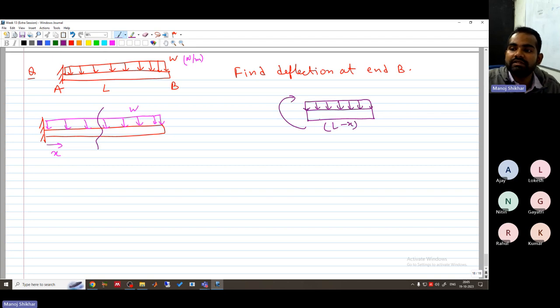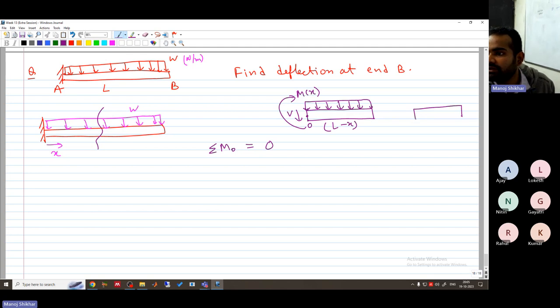Here, since this face has a negative normal, the moment will be in the clockwise direction and the shear force will be in the other direction. Suppose we are taking moment about O, so the summation of M about O is 0. The total force on this part of the beam can be approximated by a concentrated load at a length of (L minus X) by 2 here. The load value is W into (L minus X). So basically, this is our point O, this is our moment Mx, and this is V.